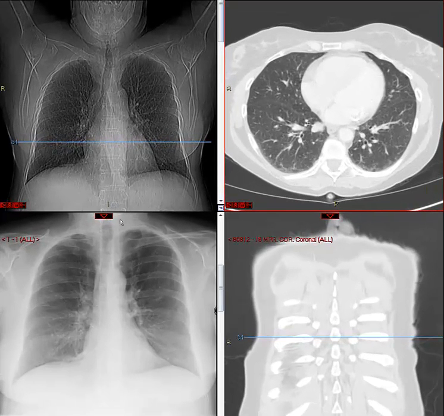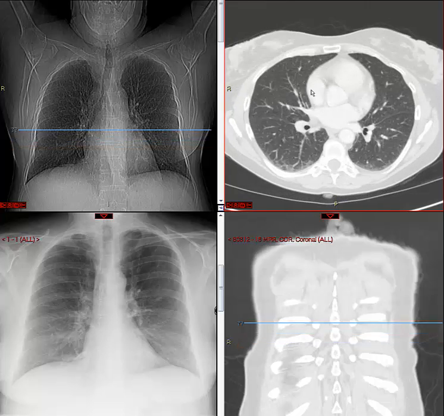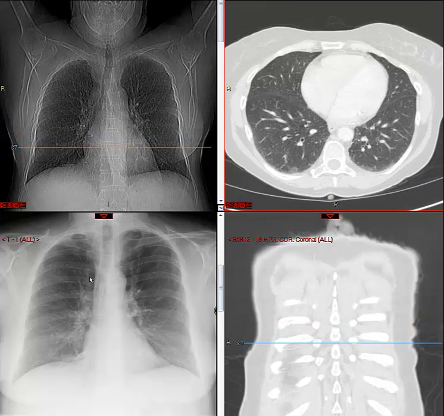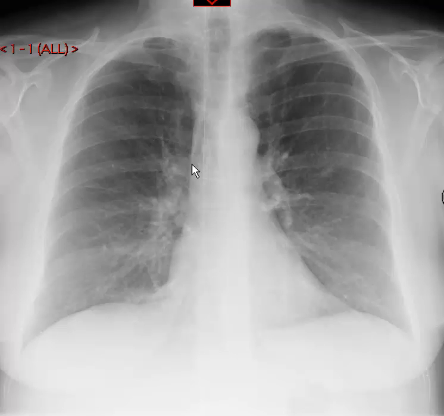This is a chest x-ray, and these are chest CT on that same person. Let's look at the cross-sectional anatomy on CT in order to better understand what makes these shadows on chest x-ray. We'll start with the trachea.